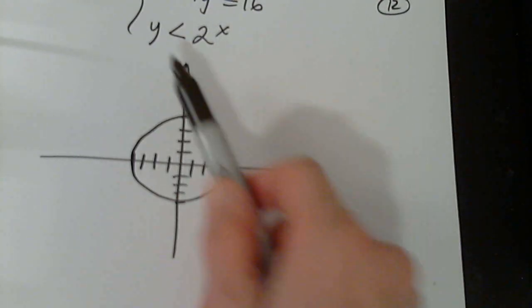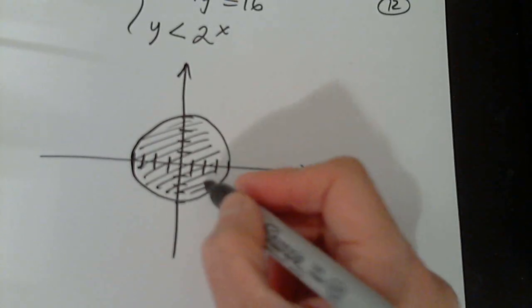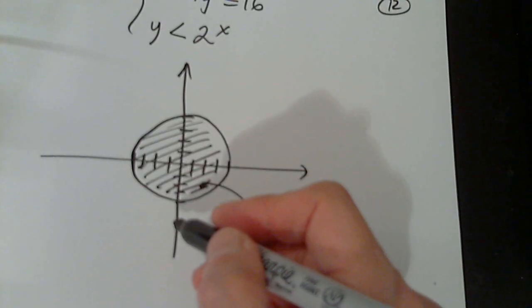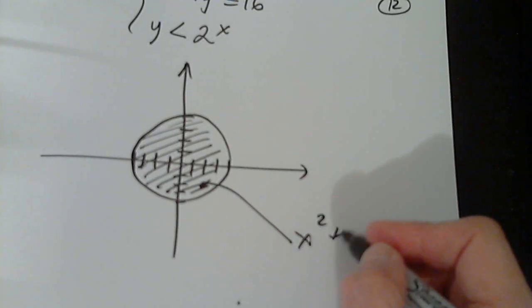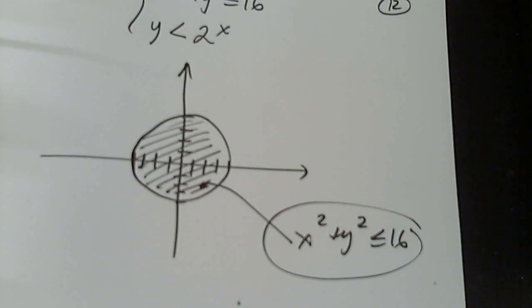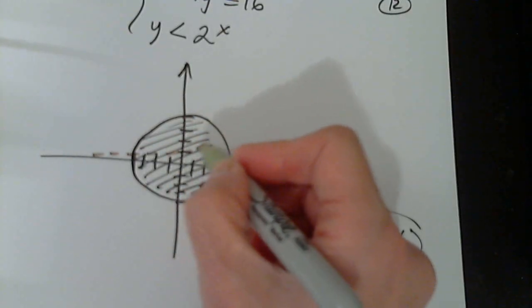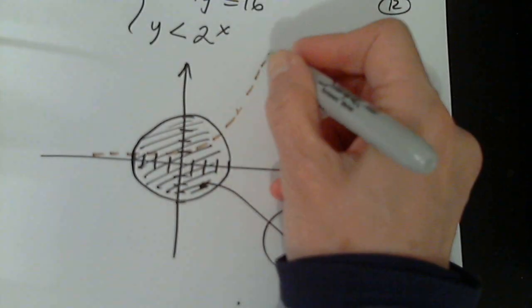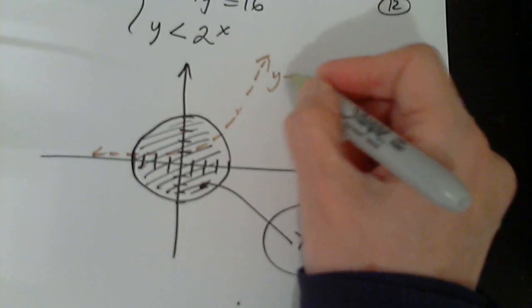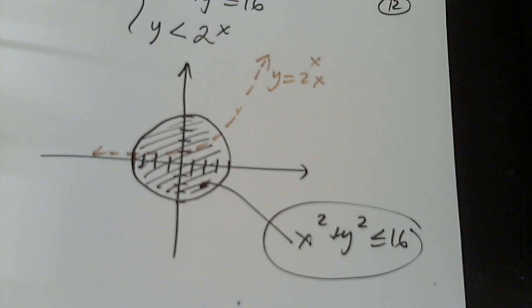I'm checking the inner region with 0, 0, and that's correct. This area and the points on the circle satisfy x squared plus y squared less than or equal to 16. Now I will graph 2 to the x, but not solid. So y equals 2 to the x. It divides the entire plane into two regions.